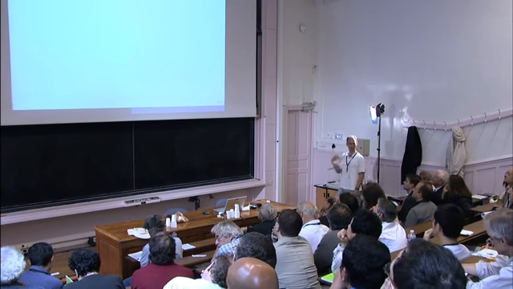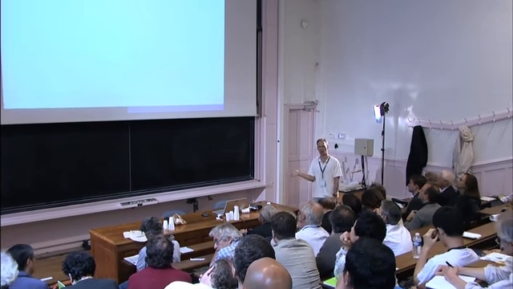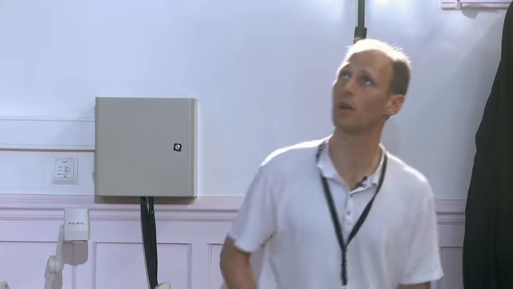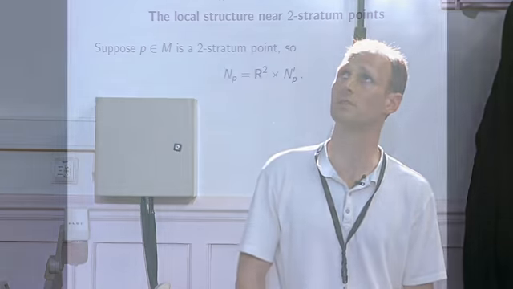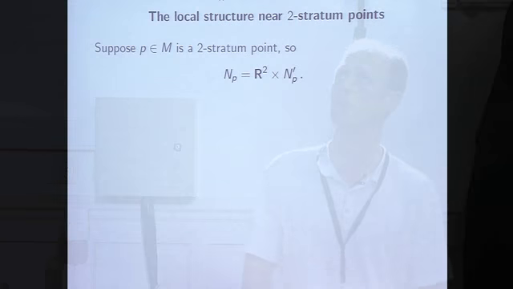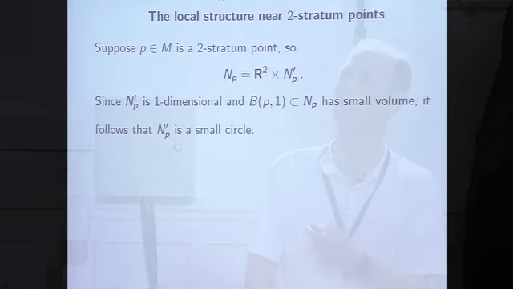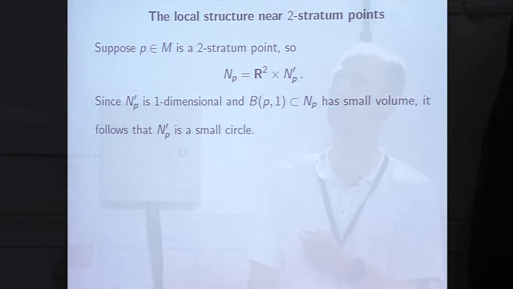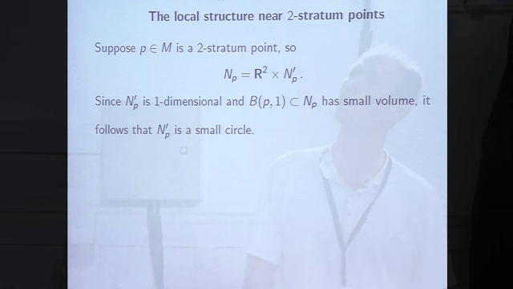So let's consider the structure that is present in these different cases. If you start with the 2-stratum point, so that this model manifold looks like this, then, of course, N_P is 3-dimensional. We have something 2-dimensional here. This is 1-dimensional, so it's a 1-dimensional manifold. And we know the unit ball in the model manifold has small volume. So it follows that this cross-section, N_P prime, is actually a small circle.